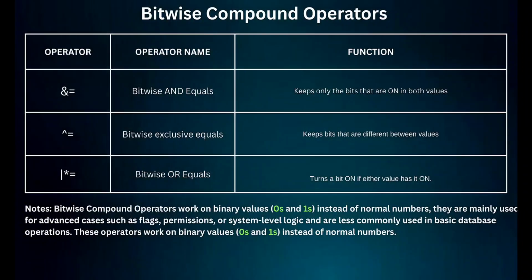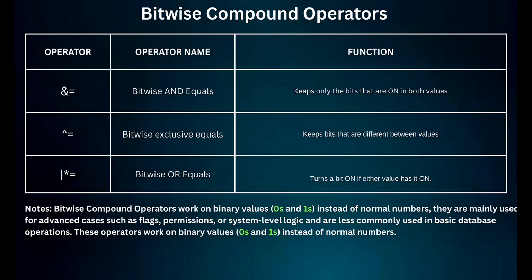So next are bitwise compound operators. These operators work on binary values, which are zeros and ones, instead of normal numbers. In SQL, bitwise compound operators are commonly used for permissions, flags, and access control. The main bitwise compound operators are bitwise OR, bitwise AND, and bitwise XOR. They are used to add, keep, or toggle specific bits in a value.